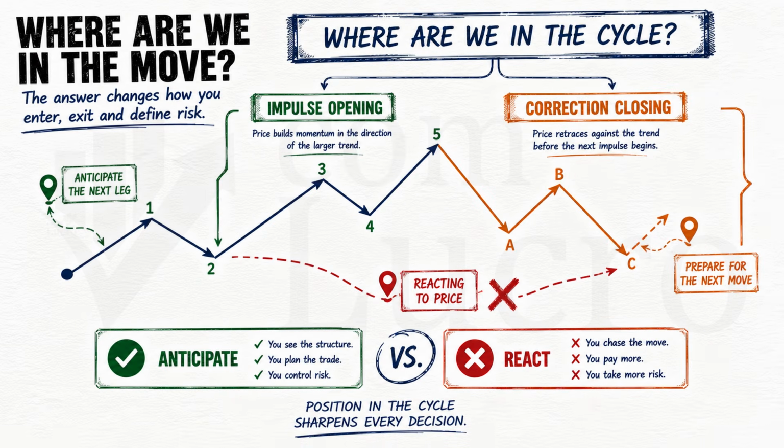So why does this matter to a day trader? Because a wave count answers the one question that decides every trade. Where are we in the move? Knowing whether price is opening an impulse or closing out a correction is the difference between anticipating the next leg and reacting to it. And that single shift is what sharpens your timing and keeps your risk defined.